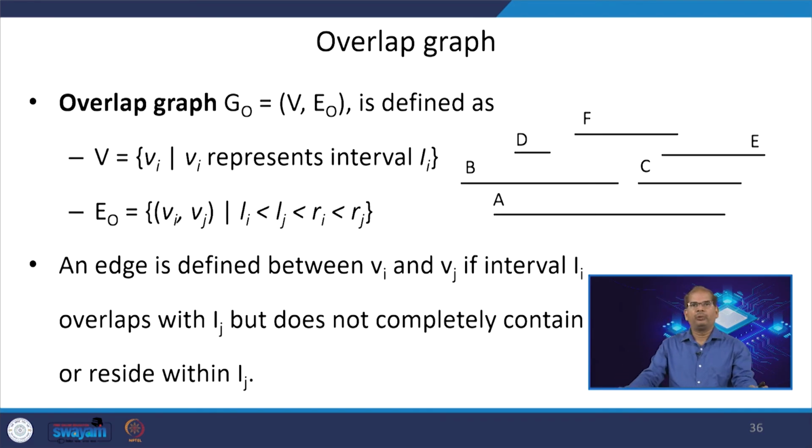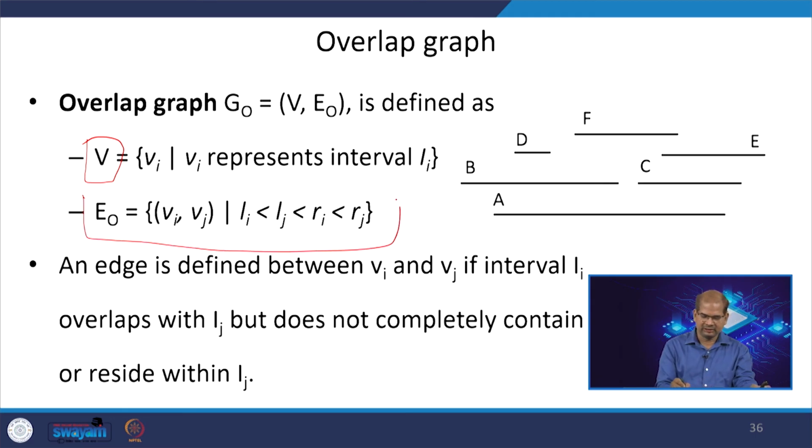We have an overlap graph, which is defined by G O, equal to V comma E O, where V is the set of intervals. How many intervals are there here? A, B, C, D, E, F. These intervals all go into the V set, and we need to define the edge set, which describes how the vertices connect to each other. In that case we have a constraint here.